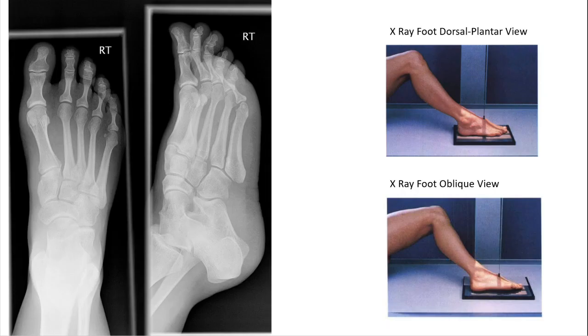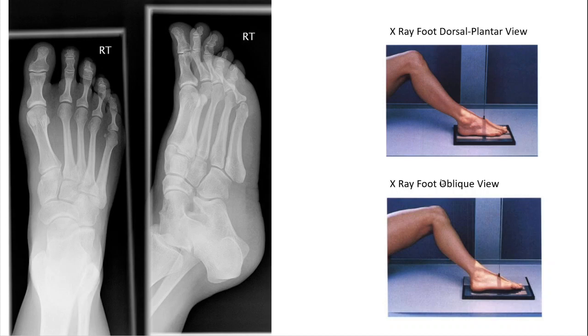Then we come to the x-rays of the foot. Three views are normally done for the foot. One is the dorso-plantar view, in which the x-rays enter the foot from its dorsal aspect, exit from the plantar aspect, and the plantar aspect is kept on the x-ray sensor or the photographic film.